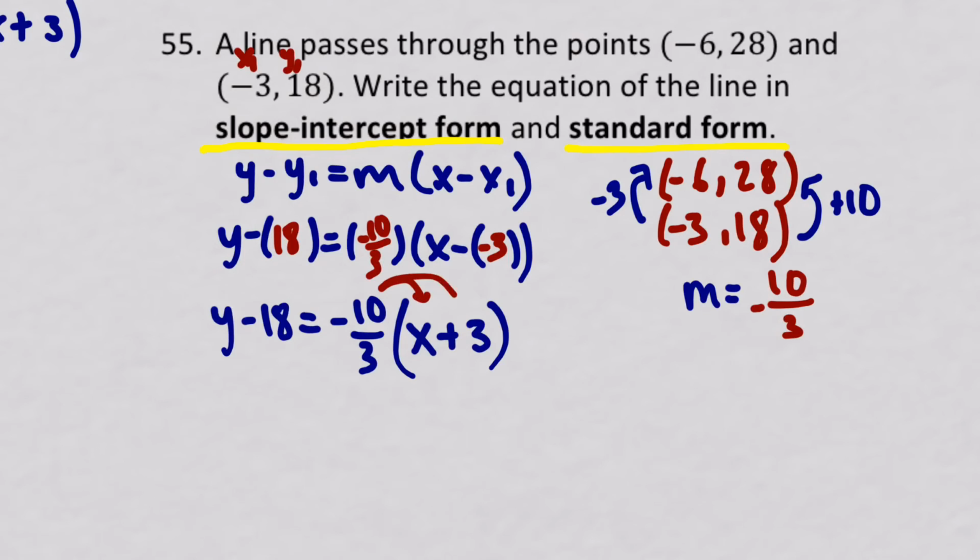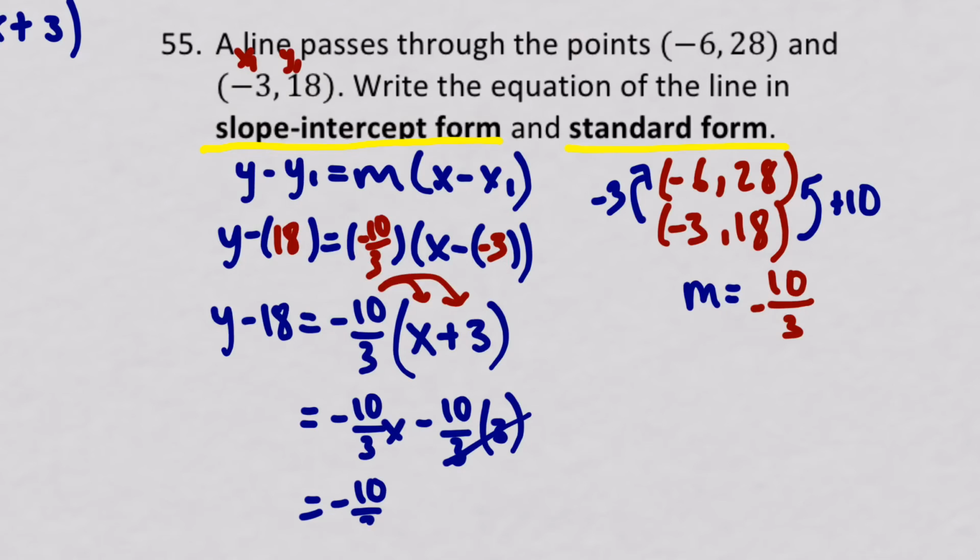That means you're going to multiply here and there. So you're going to get equals negative 10 over 3x minus, because it's a negative times a positive. Right here, I'm doing this one, which is negative 10 over 3x, and then over here, negative times positive will be minus 10 over 3 times 3. And what's going to happen with the 3 and the 3 is that they're going to cancel. So you're going to have negative 10 over 3x minus 10. That's the right side. The left side will be y minus 18 all the way through.